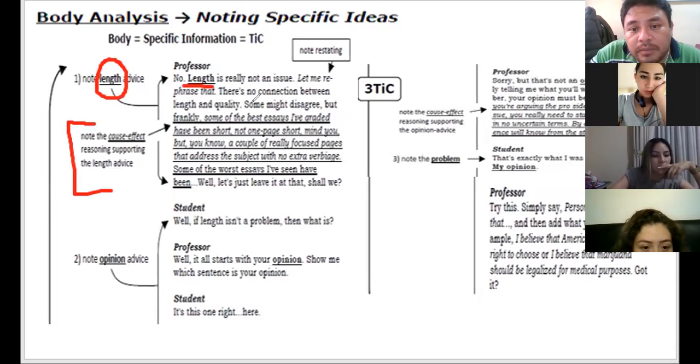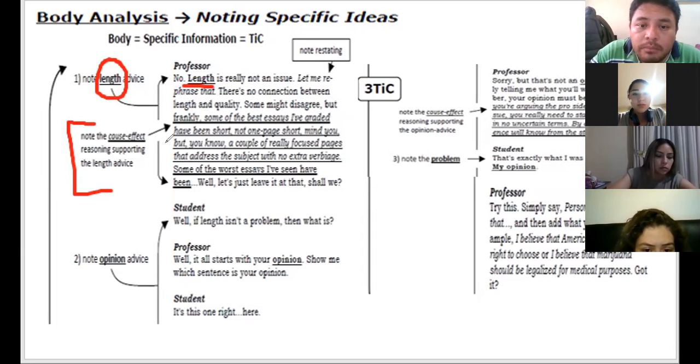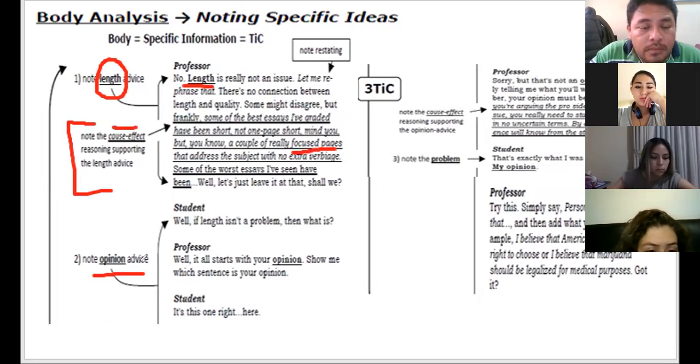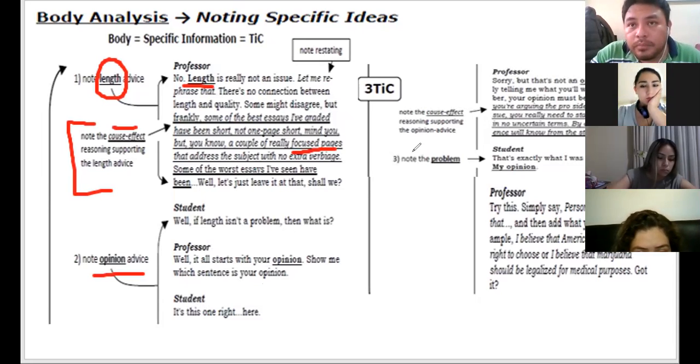Frankly, some of the best essays I've graded have been short, not one page short, mind you, but a couple of really focused pages. So that is a cause and effect relationship. The second example, or the second problem, is their opinion. It says, well, it starts with your opinion. Show me which sentence is your opinion. Is it right here? And the third is the problem.